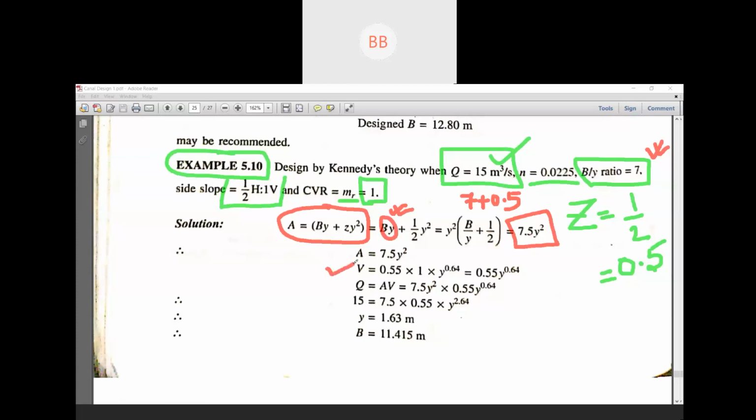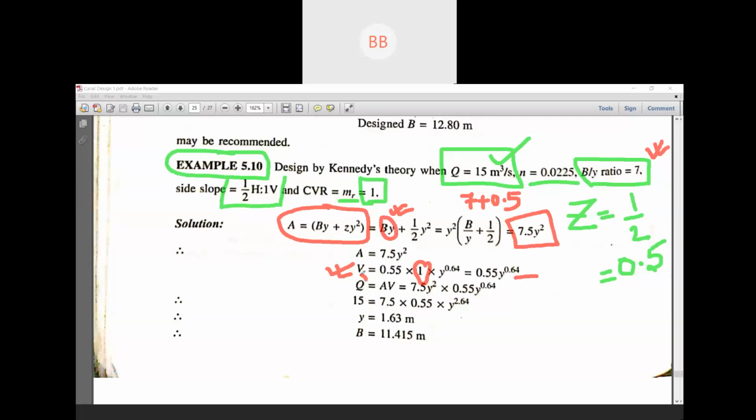Then we are going to use the velocity equation. This equation we have already discussed in Kennedy's theory: V equals 0.55 multiplied by the critical velocity ratio multiplied by y to the power 0.64. Here the critical velocity ratio is given as 1, so we directly substitute 1. If we simplify, we get another equation: velocity is equal to 0.55 y to the power 0.64.